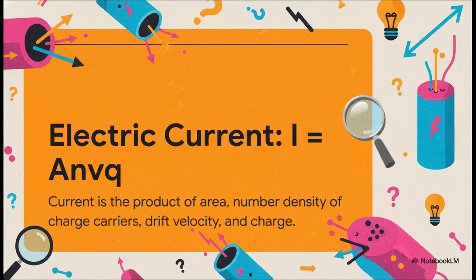The infamous I equals nAvq equation. It looks like a mess, doesn't it? But really, it's just telling a story. You've got the area of the wire, A, times n, which is just how many charge carriers are packed in there, times v, their average speed, times q, the charge on each one. Just know what each letter means, and you've cracked it.